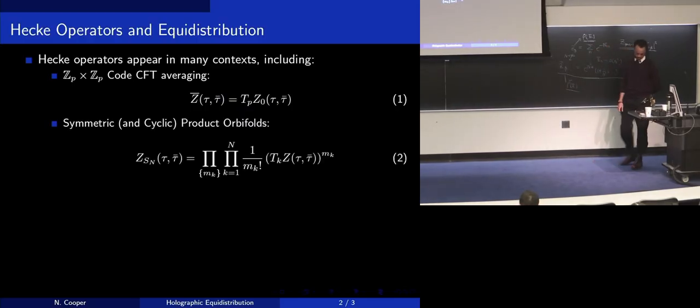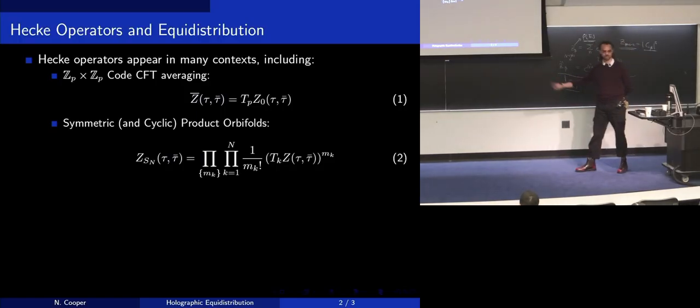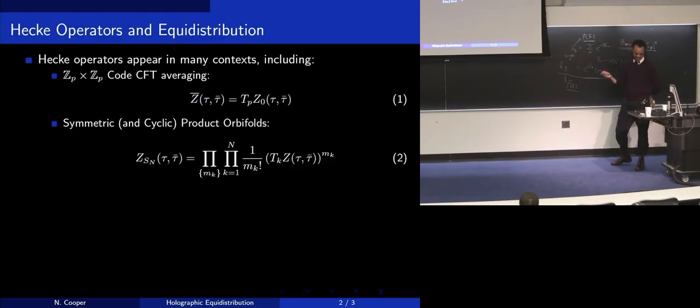And then a second example where they show up is in symmetric product orbifolds as well as cyclic product orbifolds, where I take n copies of any CFT I want, and then I gauge some permutation symmetry. Here we're seeing a lot of erratic n dependence, in the sense that the S_n symmetric product orbifold depends on all these different Hecke terms that depend on partitions of n and things like that.